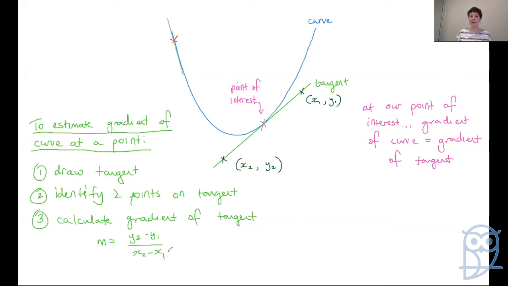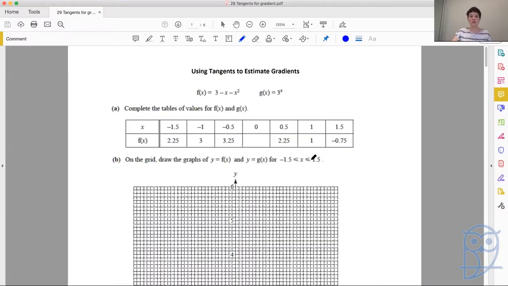Is everybody happy? I've got some past paper questions lined up so we can actually see this in action. Are you ready to move on and actually use these steps? Okay, brilliant. Let us go find our past paper question. So we are using tangents to estimate gradients.